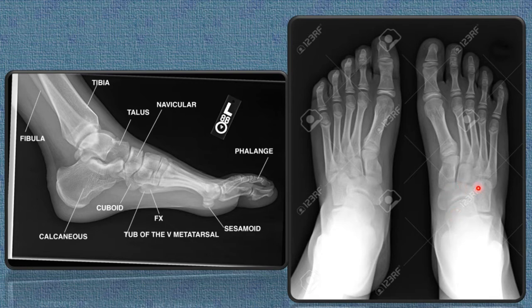Again, navicular, cuboid, first cuneiform, middle cuneiform, lateral cuneiform is here. You can see first, second, third, fourth, and fifth metatarsal. This is the tubercle of the fifth metatarsal, which is visible over here. This is cuboid. The inferior surface of cuboid is over here. So these are the bones of foot.